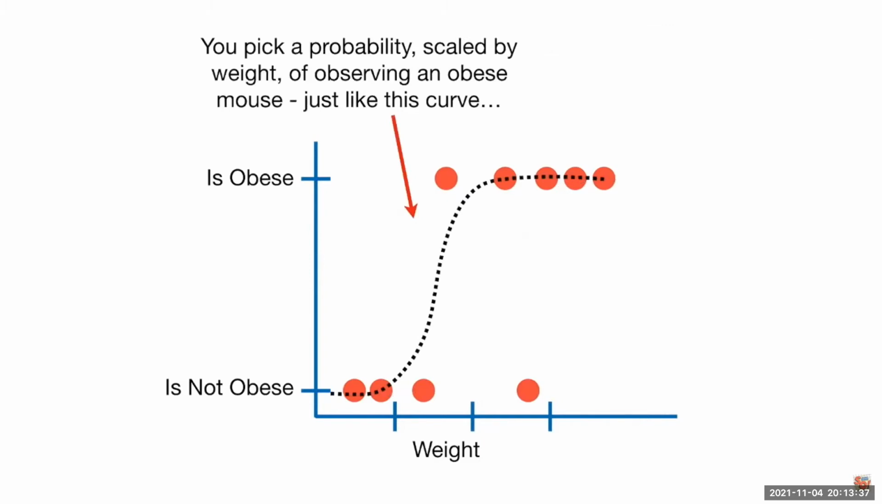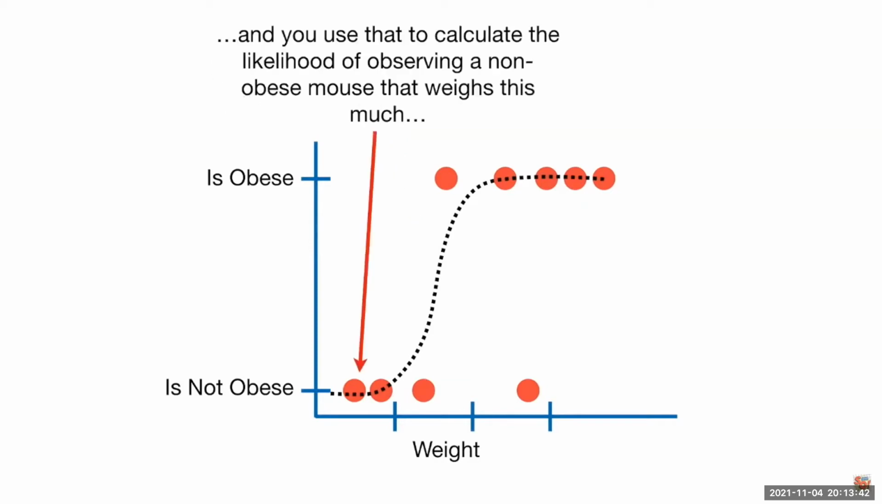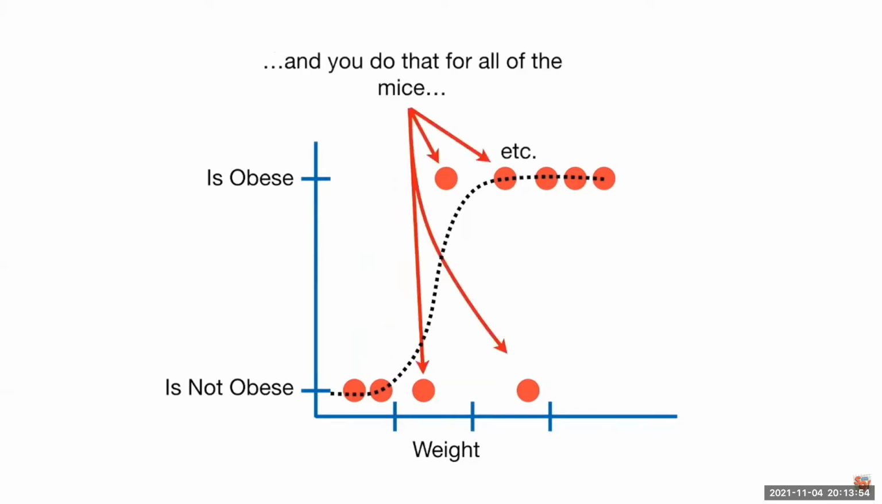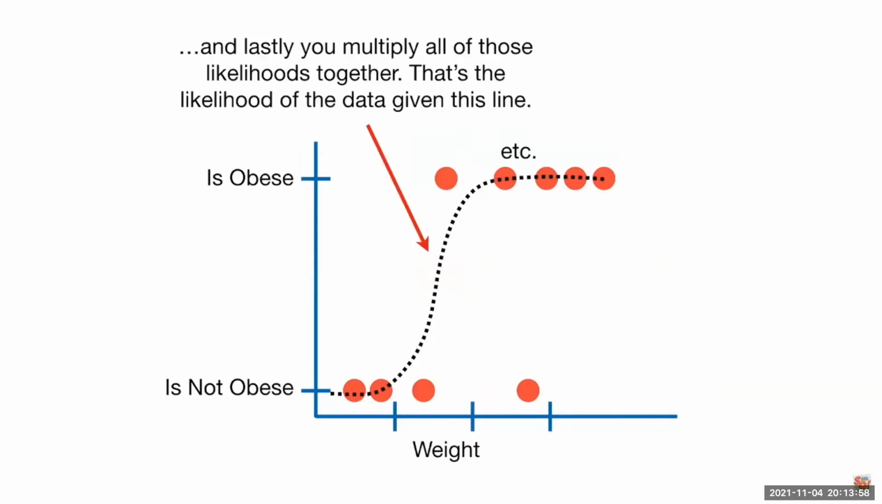scaled by weight of observing an obese mouse, just like this curve. And you use that to calculate the likelihood of observing a non-obese mouse that weighs this much. And then you calculate the likelihood of observing this mouse. And you do that for all of the mice. And lastly, you multiply all of those likelihoods together. That's the likelihood of the data given this line.